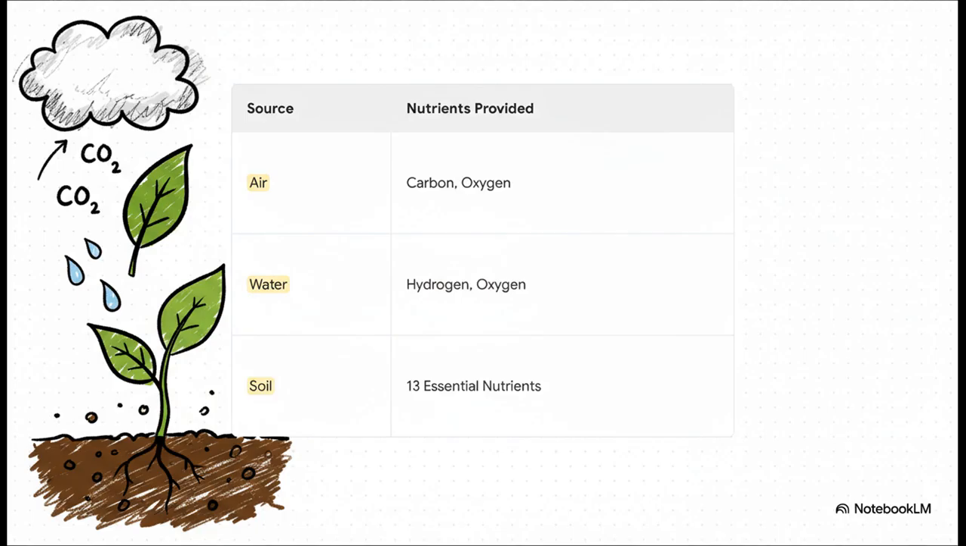From the air, they take in carbon and oxygen. You might remember this from your lessons on photosynthesis. From water, which is H2O, they get hydrogen and more oxygen. But the most important source really is the soil. The soil is like a big kitchen pantry for the plant, providing the remaining 13 essential nutrients that it absolutely needs to survive and grow.